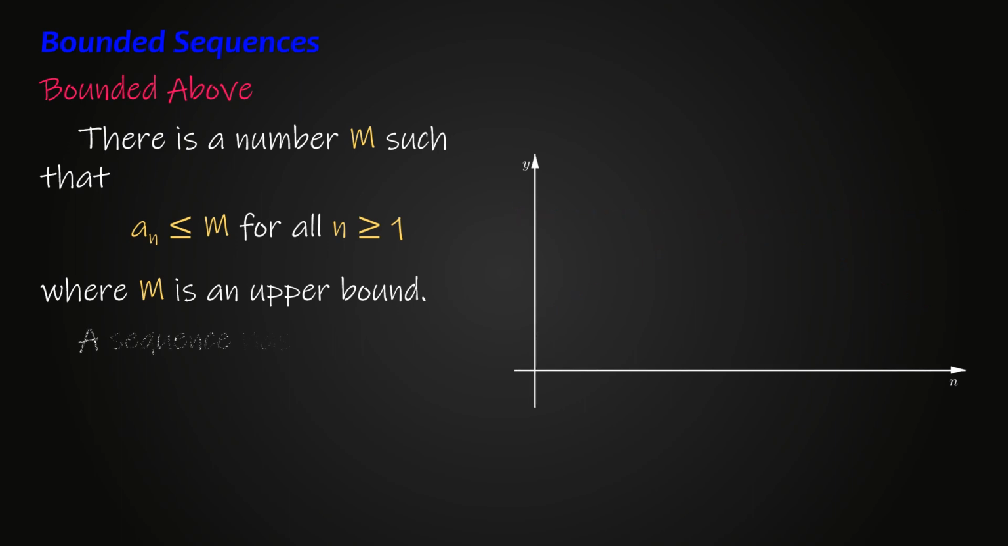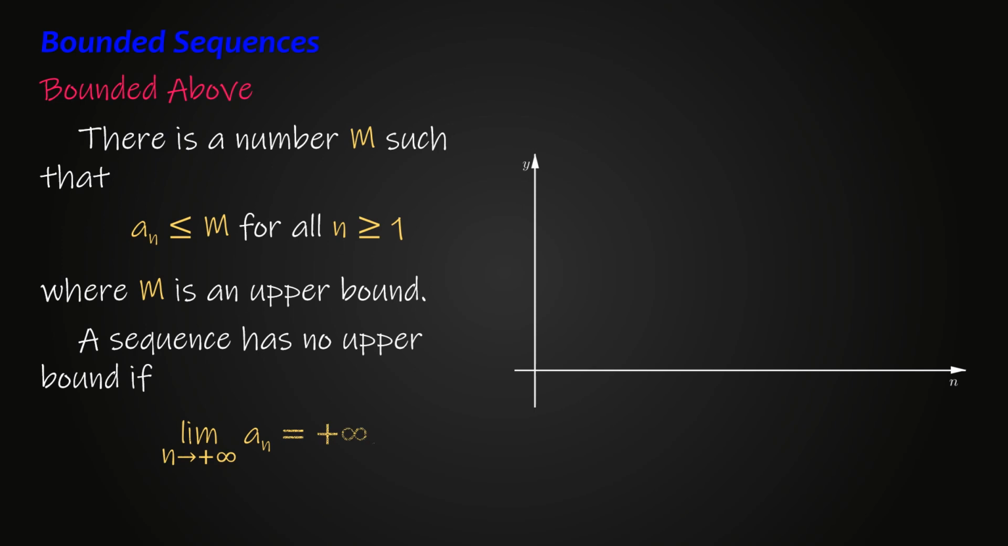Meanwhile, a sequence has no upper bound if the limit of the sequence does not exist, and it is positive infinity. As an illustration, this sequence has no upper bound because it diverges to positive infinity.